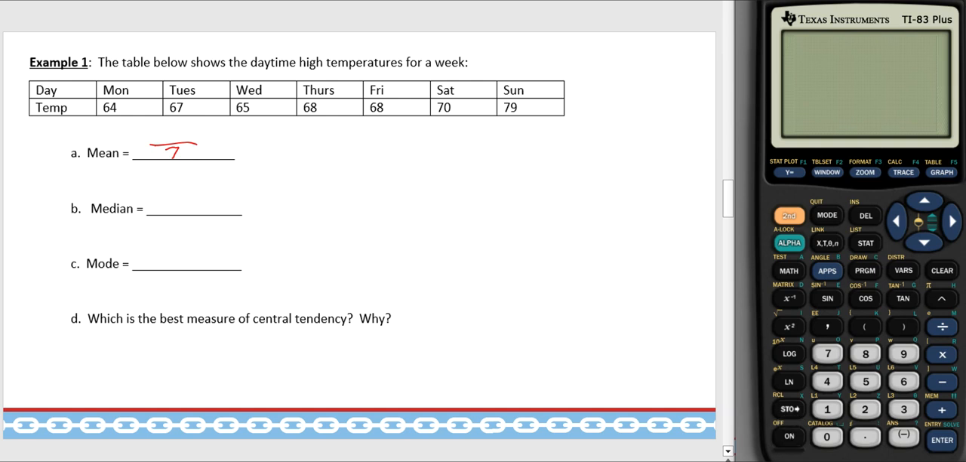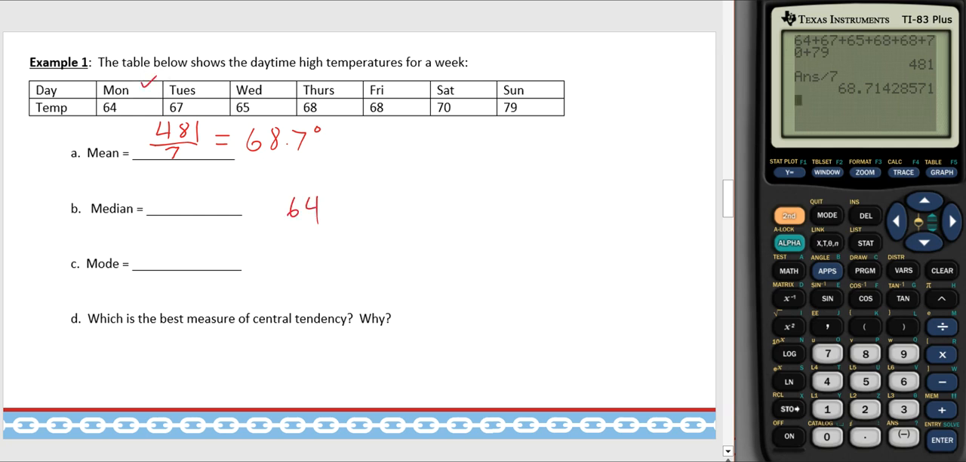So we type all of our data into our graphing calculator. To sum it up, we get 481. And then divide it by how many numbers there are, which would be 7. So we have an average or mean temperature of 68.7 degrees. For median, we would need to order our data, right?